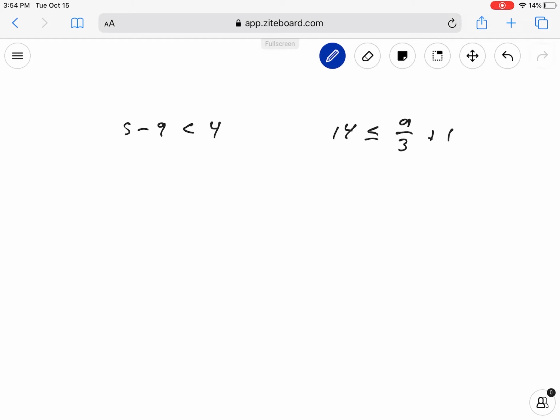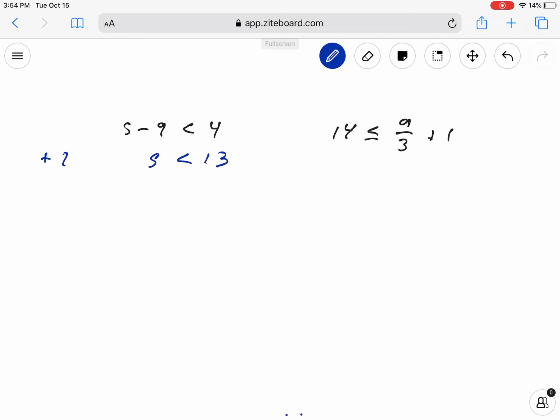So here I have s minus 9 is less than 4, and we want to know what's the range for s. Well, I would just add 9 to both sides. So now I have s is less than, in this case, 13. So I would put a circle at 13 and shade everything smaller than 13.